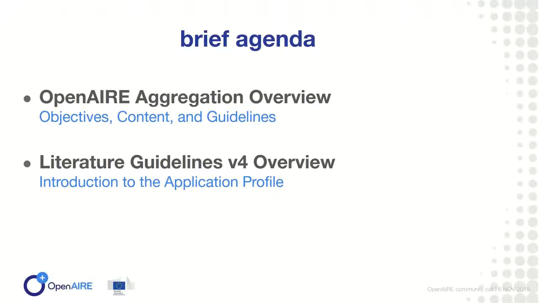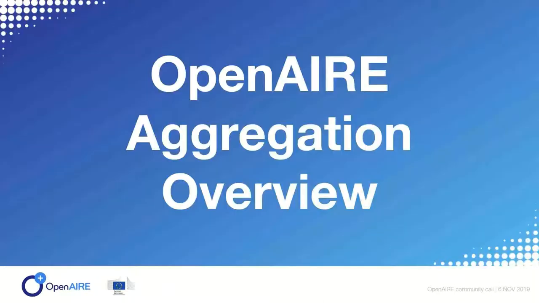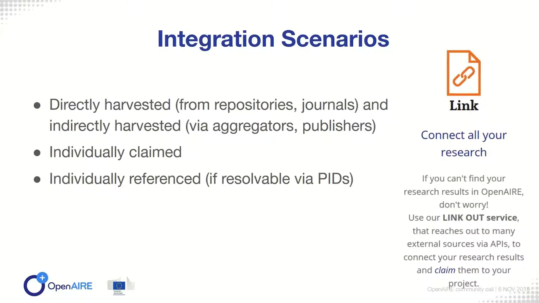Guidelines for version 4. The brief agenda is a short overview, and very briefly I will repeat the aggregation and the literature guidelines version 4. As you know, the integration scenarios in OpenAIRE: we directly harvest from repositories or from journals, or we are harvesting indirectly from aggregators or publishers.